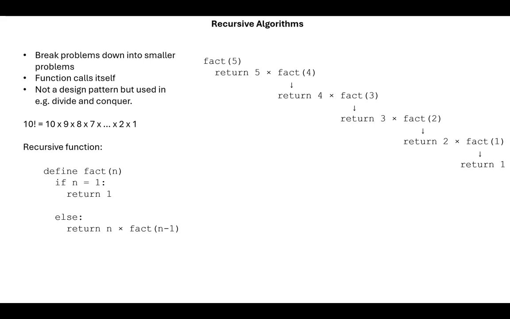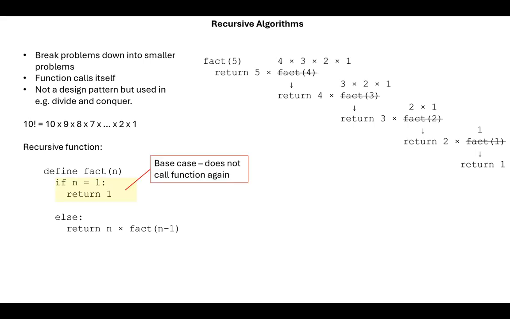And now look at how that's returned back up the call stack. Factorial of 1 was 1, so we return 2 times 1. That goes into the factorial of 3 call, so that's 3 times 2 times 1. We end up with 4 times 3 times 2 times 1, 5 times 4 times 3 times 2 times 1, which is what we were expecting.